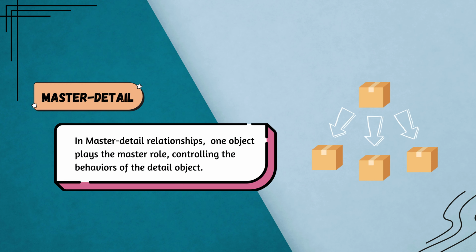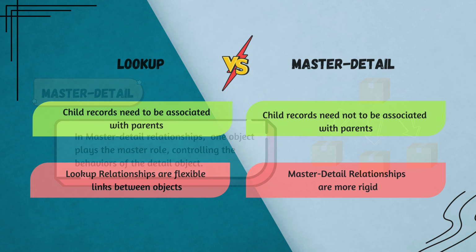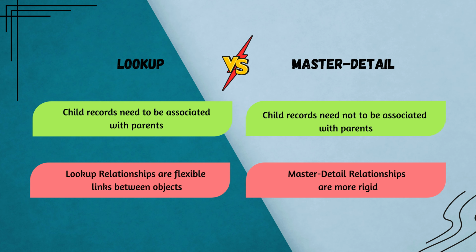On the other hand, master detail relationships are more rigid, where one object plays the master role, controlling the behaviors of the detail object. For instance, the master object's deletion leads to the deletion of its related details. Understanding the differences between these relationships is key. Lookup relationships usually involve standalone objects with their tabs, while master detail relationships create a dependency where the detail object relies heavily on the master.